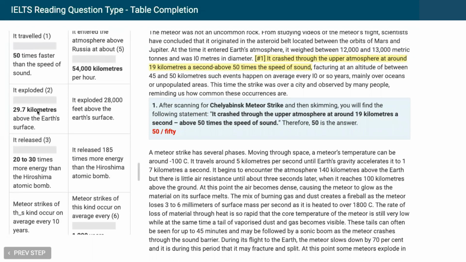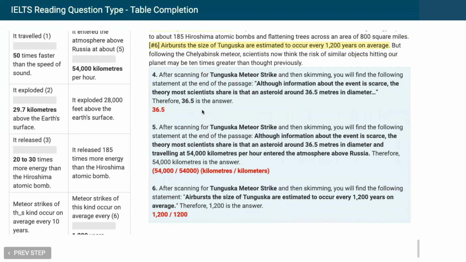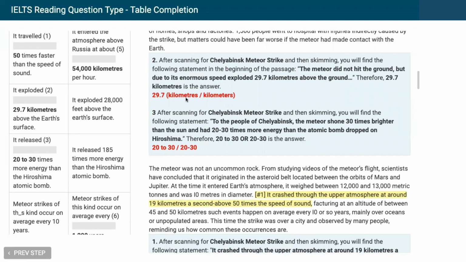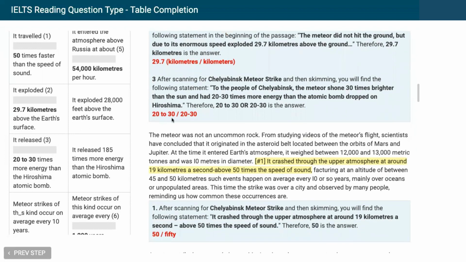The spelling is the same as what was in the text, but let me just show you. You could write 50 or you could write it out. For number two, which was up here, you could write kilometers with the British spelling or the American spelling. I always find it helpful to just stick with the spelling that you see presented in the passage because you won't make a mistake about spelling and it's already in there for you, so it's easier to just stick with that spelling. Number three, 20 to 30, so you can use the word or the dash.